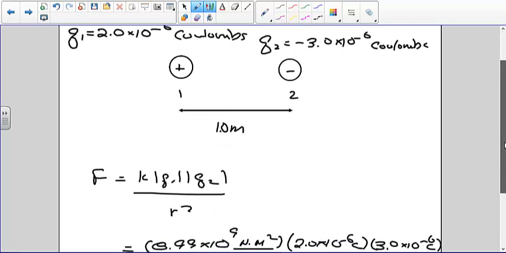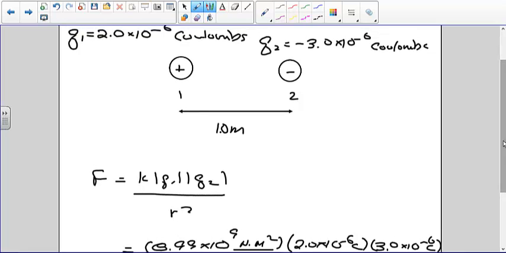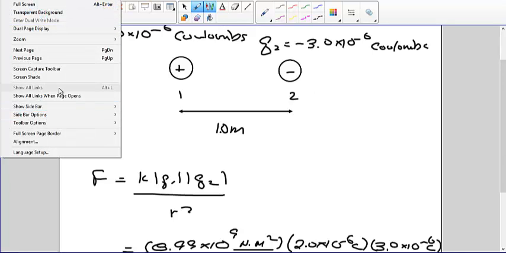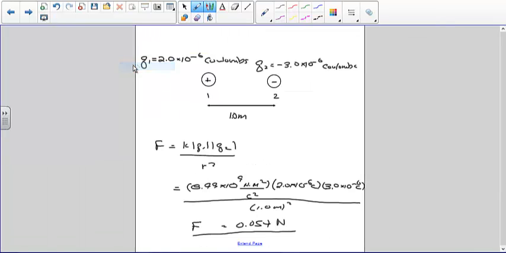So if you use Coulomb's law with those values and plug them in, you'll put in Coulomb's constant, which is 8.99 times 10 to the 9th newton meter squared per coulomb squared. The two charges, which I've made positive by taking the magnitude, 2 times 10 to the minus 6 coulombs and 3 times 10 to the minus 6 coulombs, divided by 1 meter squared, and you get a force of around 0.054 newtons, which is small, but it's not minuscule.